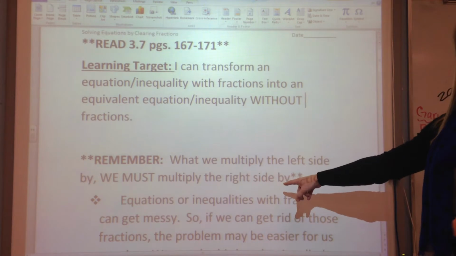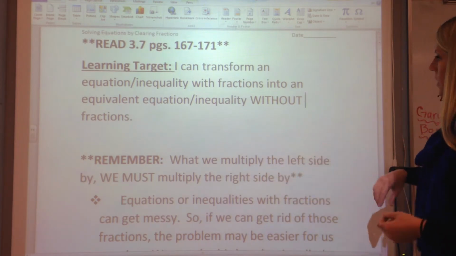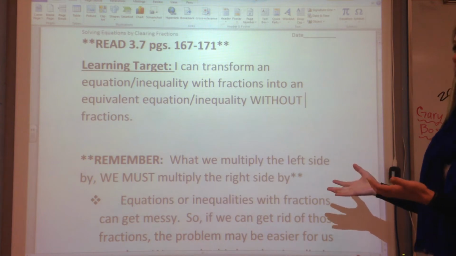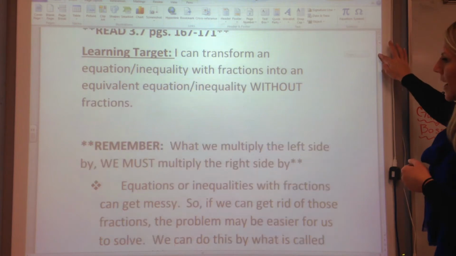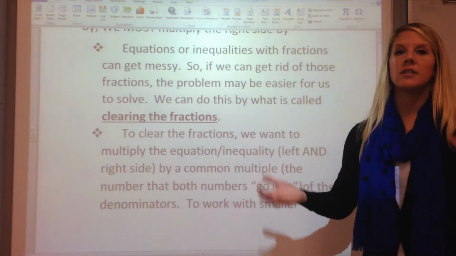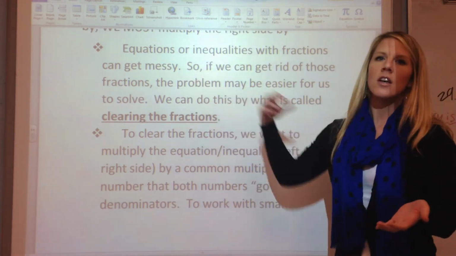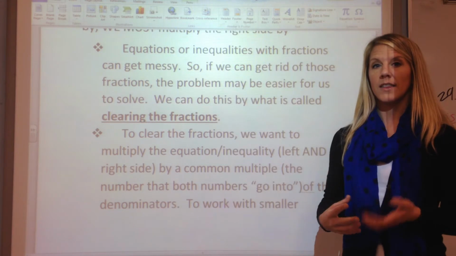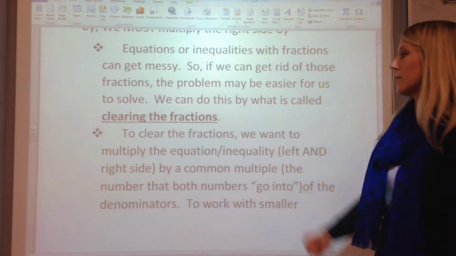So, always keep in mind, whatever we multiply the left side, we must also do to the right side. And truly, anything we do to the left, we must do to the right, but I focus on multiplying, and you'll see why here in a quick minute. So we know fractions, typically we get kind of afraid of, and we're kind of scared of them, so they can get messy. So that's one reason we don't necessarily like them. So if we can get rid of them, we want to. And we're going to do this by what is called clearing the fractions.